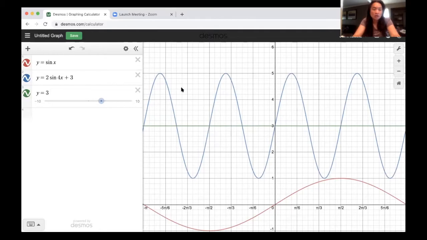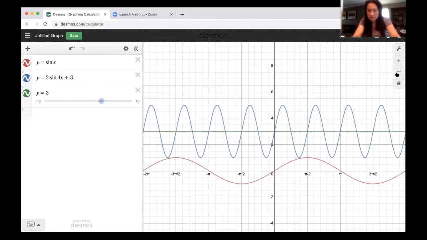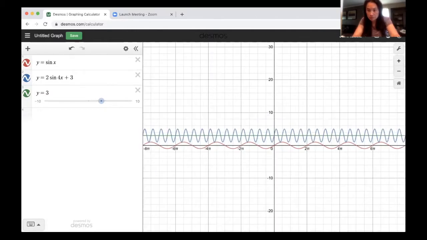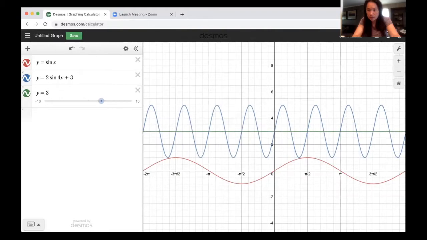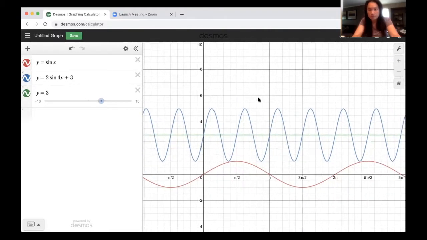Perfect. Okay, so 4x. So 4 is going to be my B, how many times you see a period between 0 and 2 pi. So now I have to zoom back out because I want you to be able to see this. Right there. And I'm going to scoot it over here. Okay, so here's my 2 pi.